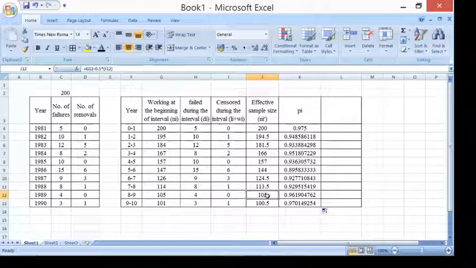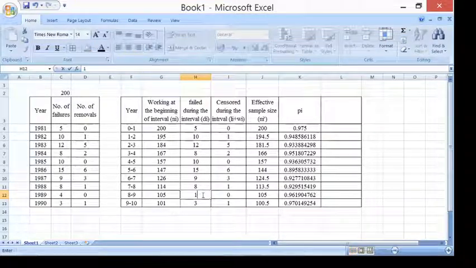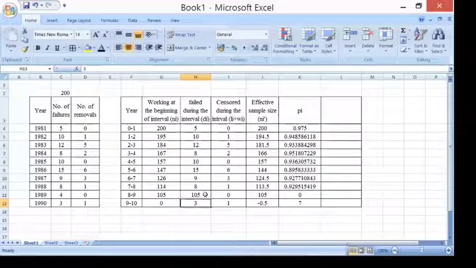At time point 8, there were 105 individuals available. Suppose, for example, during this specific interval 105 components have failed. So if we change 105 here, then the probability of surviving through that interval: 105 have entered in that interval and all 105 have failed during that interval. So the probability of surviving through that interval must come out to be 0. So it comes out to be 0.